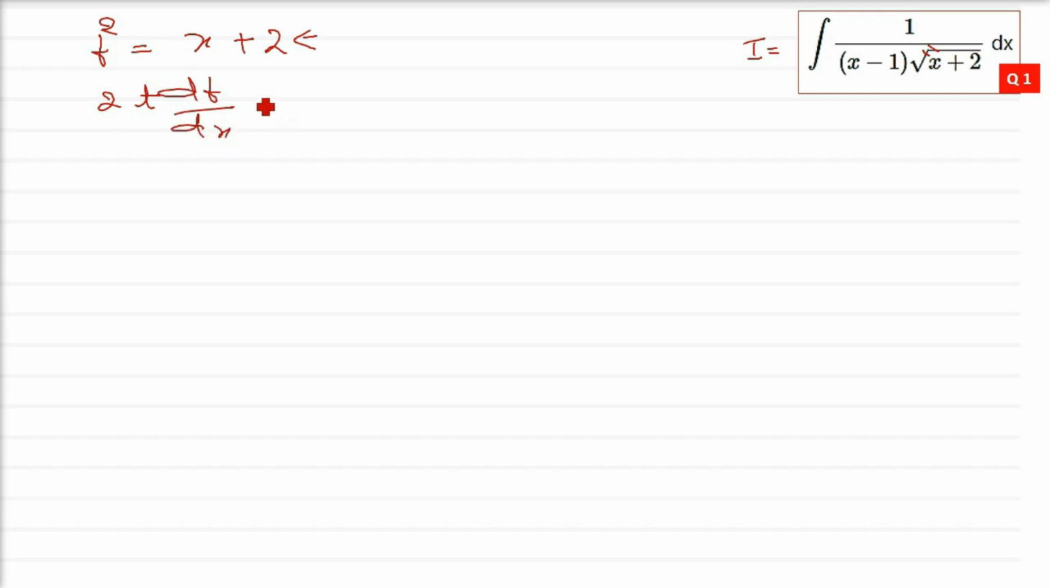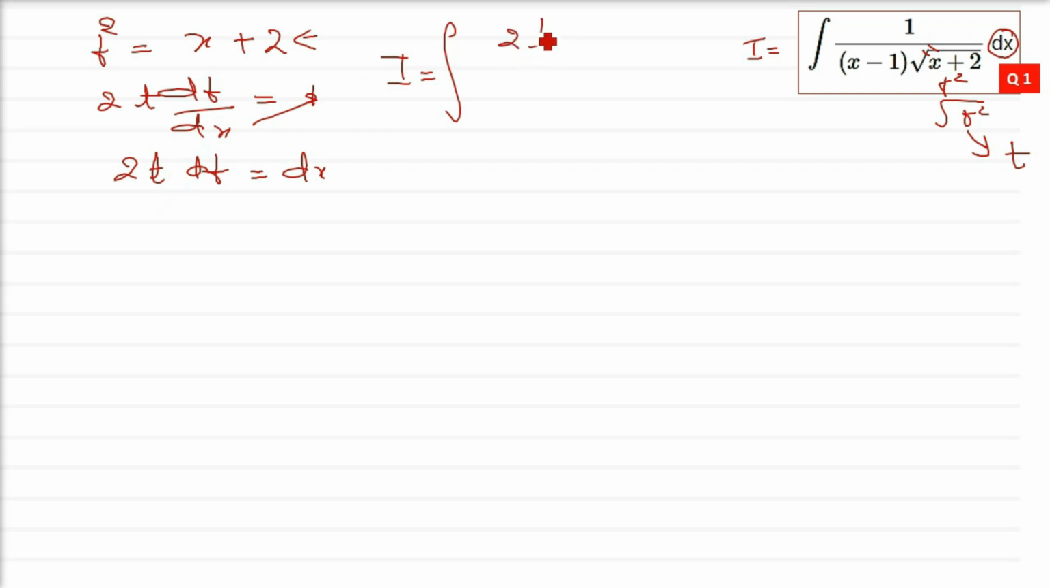Then you differentiate it. When you differentiate it with respect to x, on the right, nothing will come. On the left, it will be 2t dt by dx. That is, if we want dx, that will be equivalent to 2t dt. So this integration will be formed like this. Take this x plus 2 as t square, under root t square will be t only. Now x minus 1 has to be changed in terms of what we have assumed. So dx becomes 2t dt. Under root x plus 2 becomes t.